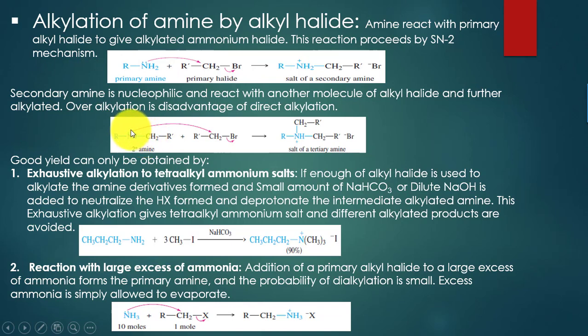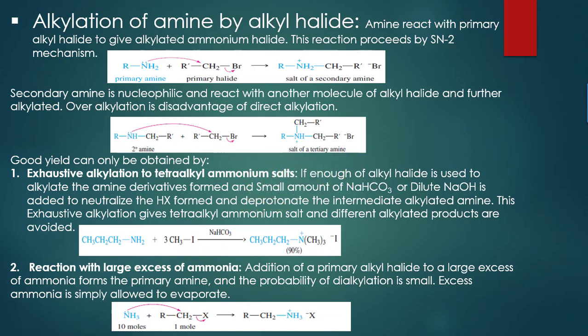Now this secondary amine is nucleophilic enough and can react with another molecule of alkyl halide, leading to the formation of the salt of a tertiary amine. As we know, in this reaction over-alkylation mostly takes place. So in order to obtain a good yield, exhaustive alkylation to the tetra-alkyl ammonium salt is done, or the reaction with a large excess of ammonia can lead to the formation of a good amount of amines.